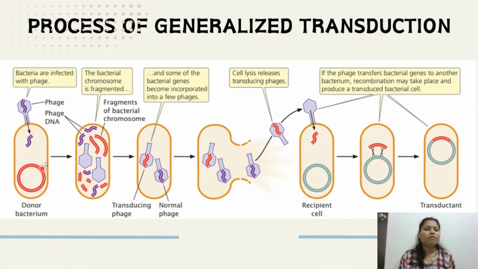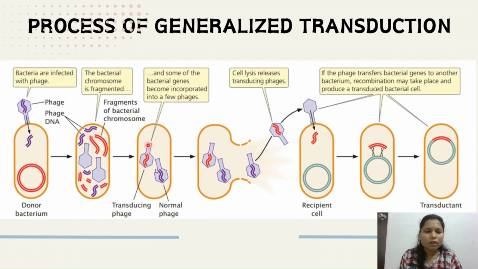So when the phage infects the donor bacterium, it leads to the degradation of the bacterial chromosome here, and then the phage proteins and everything are formed. Then the DNA fragments of the phage DNA as well as the bacterial DNA enter into the phage proteins.